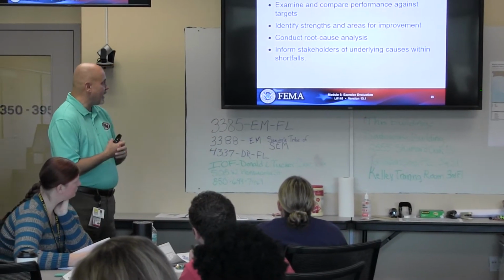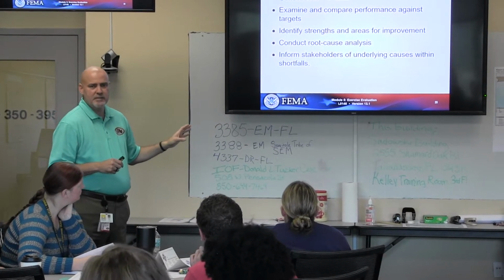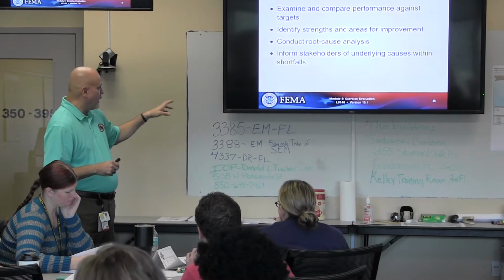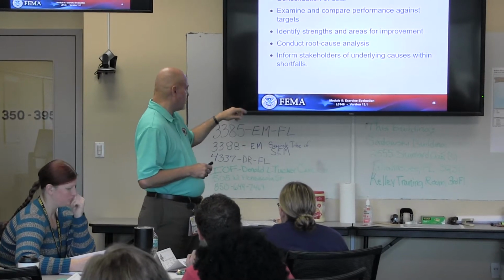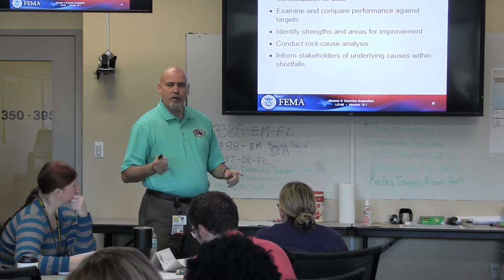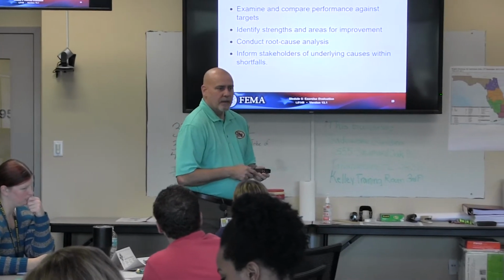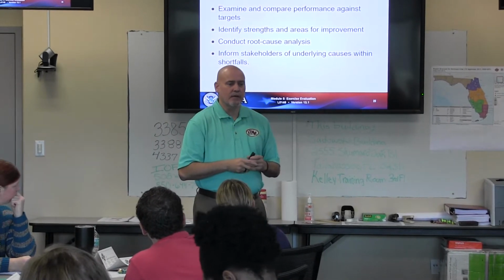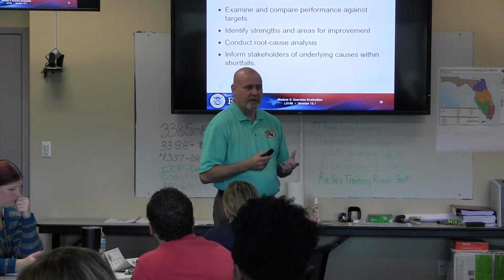Conduct a root cause analysis, we'll talk about that. They give you one example in here, it's pretty easy to use, but there's others. Inform stakeholders of underlying causes within the shortfalls. So that's where we're going when we write an after action report, and we get into analysis of an improvement area. And why is it an improvement area?